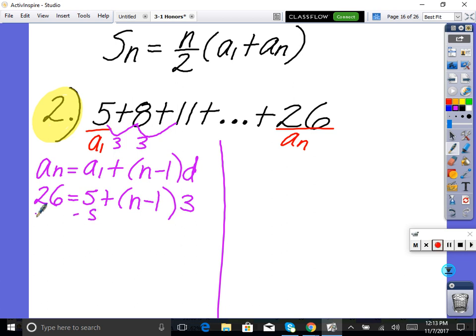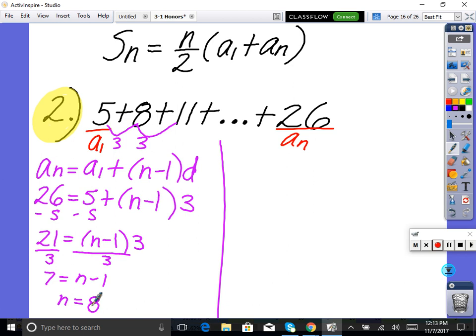So then we would subtract 5. 21 is equal to n minus 1 times 3. What would I do next? Divide by 3. So 7 is equal to n minus 1. So then n equals 8. So this was actually a sub 8. So now we know we're summing up 8 terms.